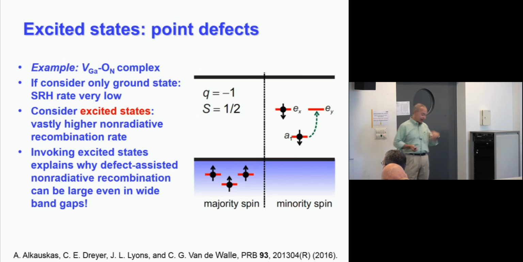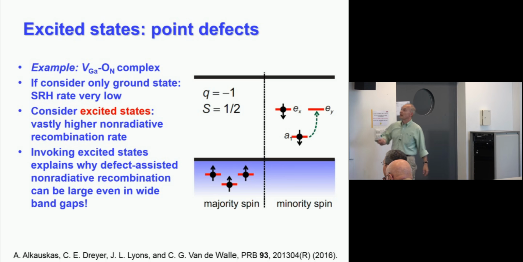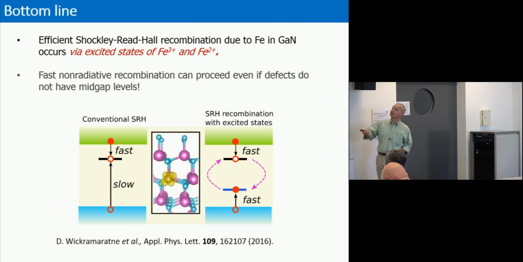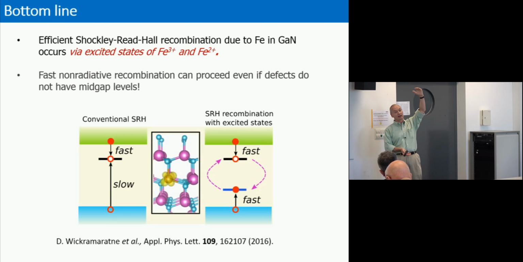And this is now an insight that's not just limited to iron. It turns out that for many possible defects, and just mentioning one here, it's actually important to take such excited states into account to explain why you can have strong non-radiative recombination even in materials where the defect level is not sitting right in the middle of the band gap. And actually, more importantly, I think, this now sends us the message that defect-assisted non-radiative recombination can be important even in materials with very large band gaps, right?